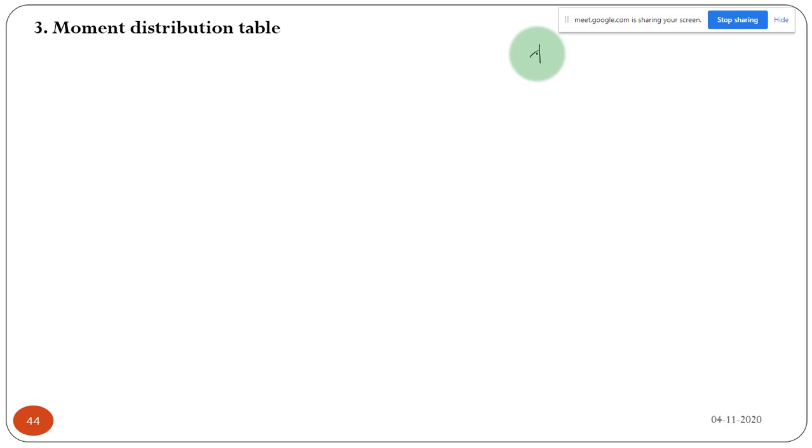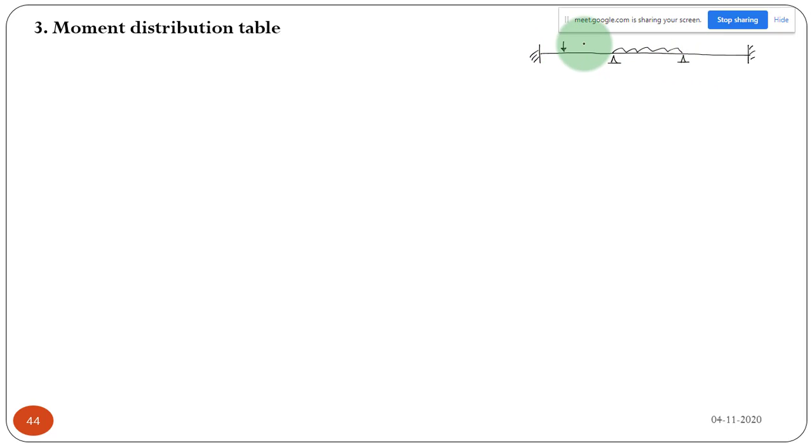So you can also compare whatever answer you finally get with the answer you got from the slope deflection method, because we are solving the same problem. You can compare your answers. You should always get the same answer, whatever the method.